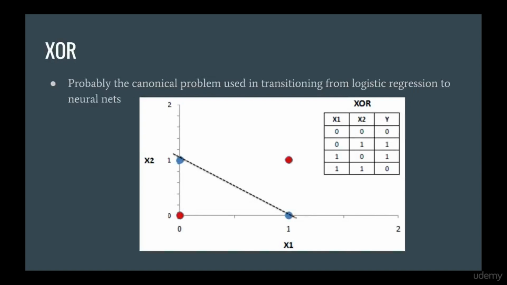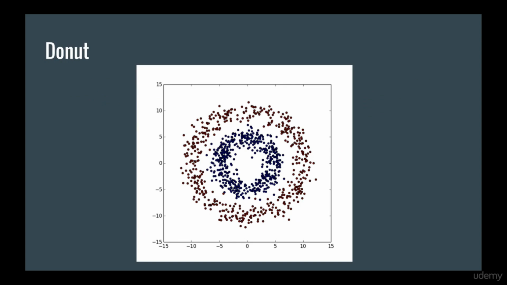The XOR problem is about learning the XOR logic gate. 0 XOR 0 and 1 XOR 1 is 0, and 0 XOR 1 and 1 XOR 0 is 1. You can see from this image that there is no line that separates the two classes. The donut problem is where we have two donuts with different radiuses. The boundary is a circle, which is obviously not a line. You will see in this course that we can solve both of these problems using neural networks.